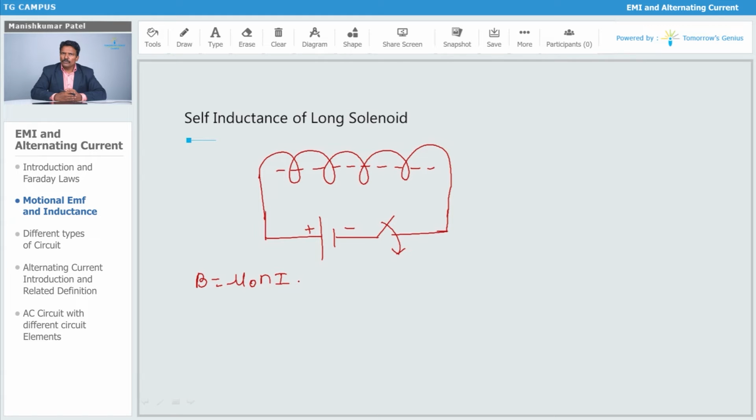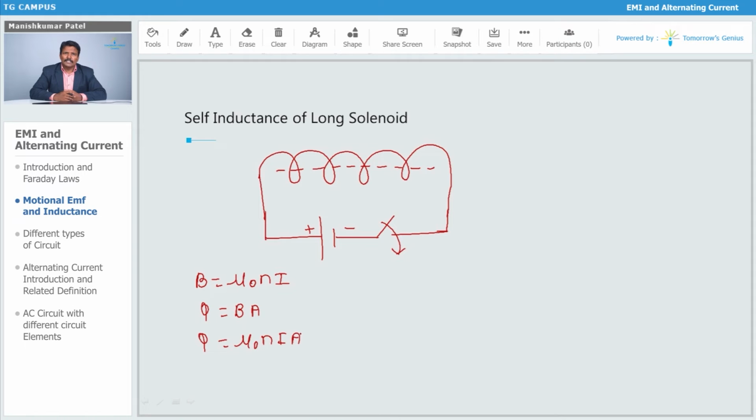Now we have to calculate that. There are N number of turns over here, and I have calculated the magnetic field along the axis. So what is the flux? φ = B into A. The flux associated with one turn is μ0 n I into A. That is the value of the flux that we know.